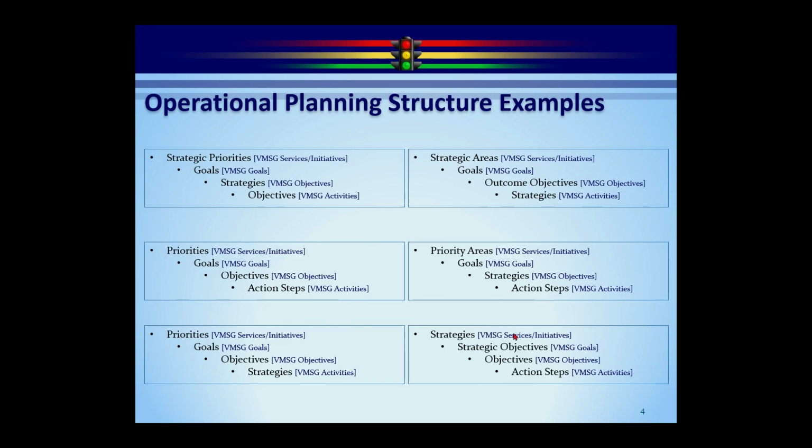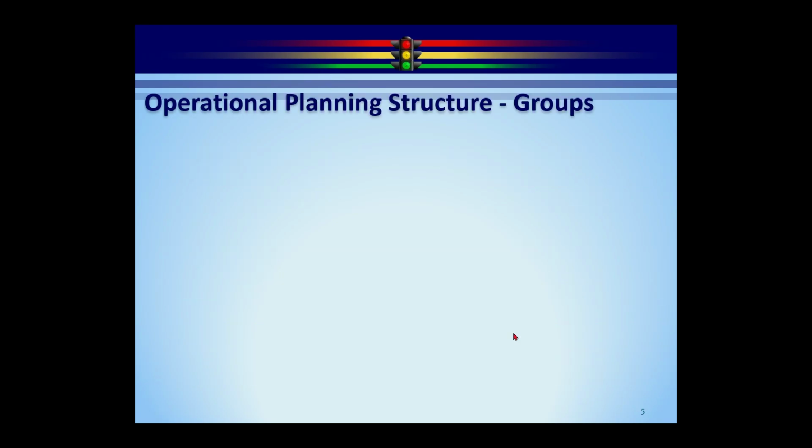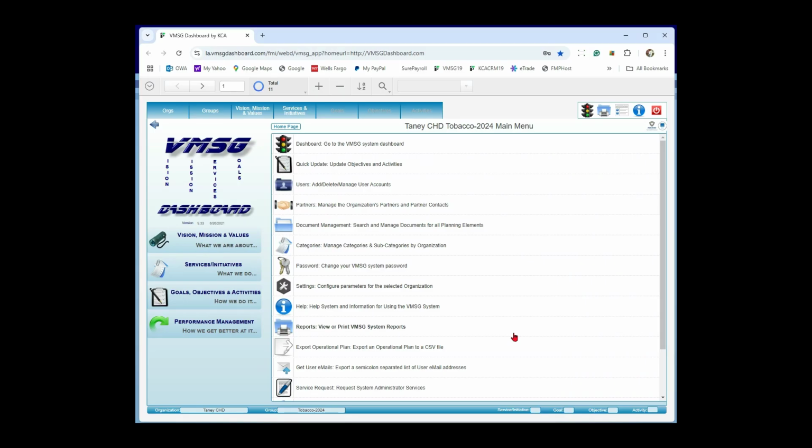Now, let's go down and go through each level of the pyramid here. So groups. Let's go take a look at your group screen to start with here. So I've got your account pulled up here. I'm going to go to the group screen.